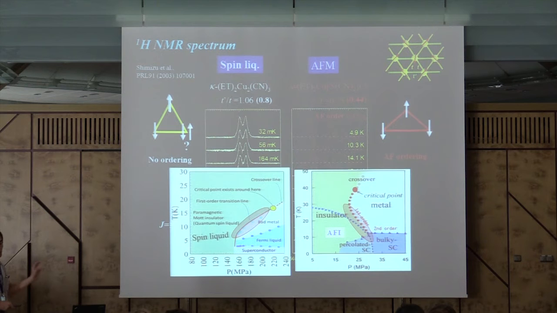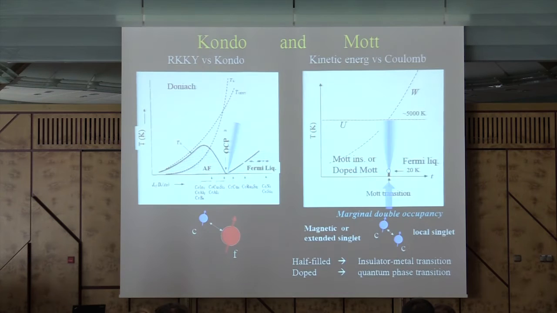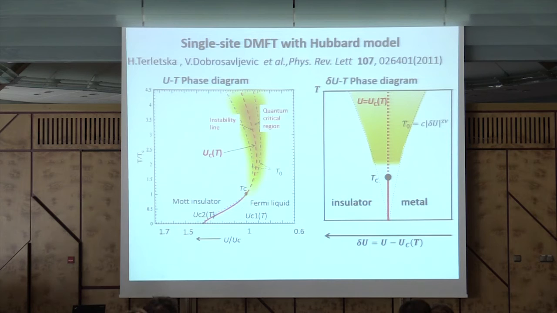So this Mott transition is, strictly speaking, not a quantum phase transition. However, the critical endpoint is at 10 Kelvin or 40 Kelvin. So there is a vast range of energy scales between the competing energy scale and the first-order transition line, as Brad explained yesterday. So why not quantum fluctuations in this wide region?